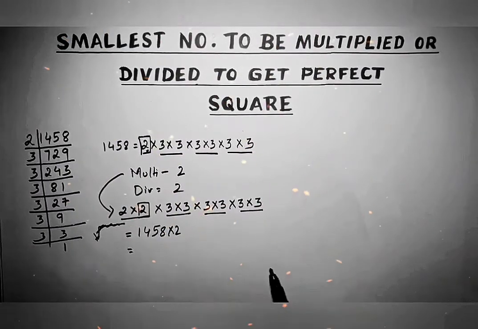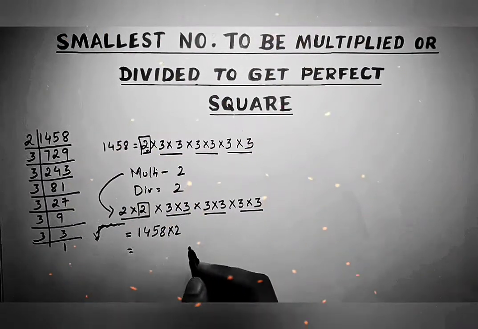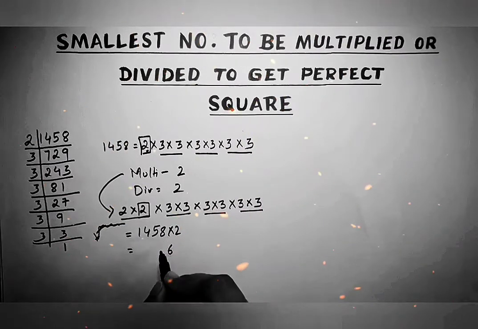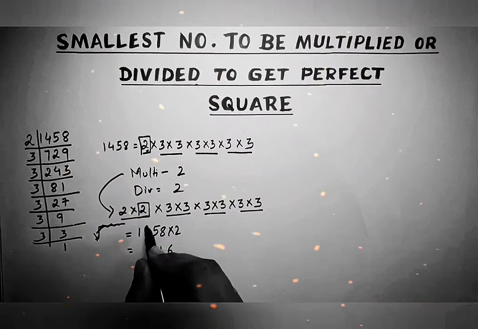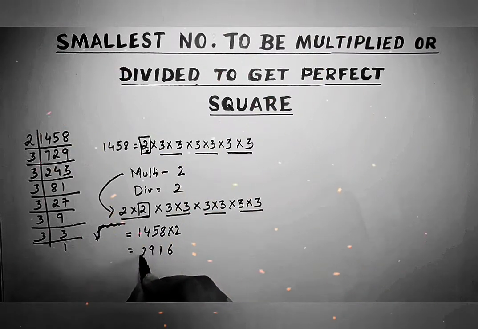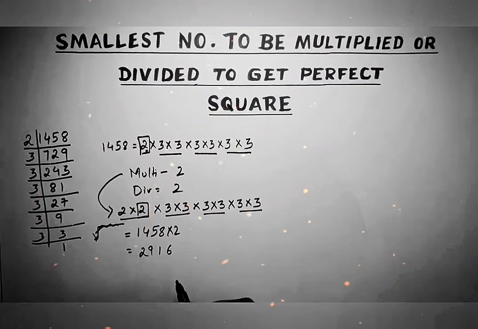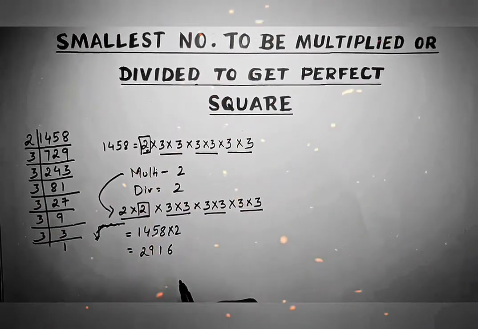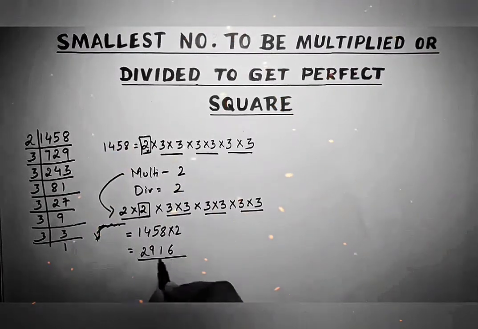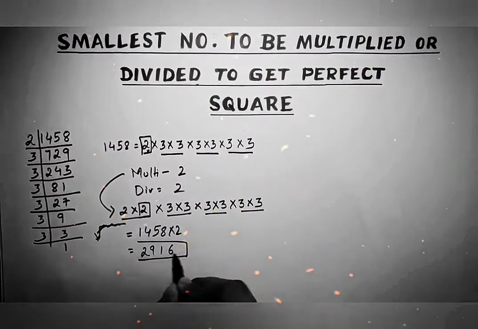Now, if we multiply it, we will get our final result: 8 times 2 is 16, carry over 1; 5 times 2 is 10, 11; 4 times 2 is 8, 9; and 1 times 2 is 2. So 2916 is what we get after multiplication, and this is a perfect square number.